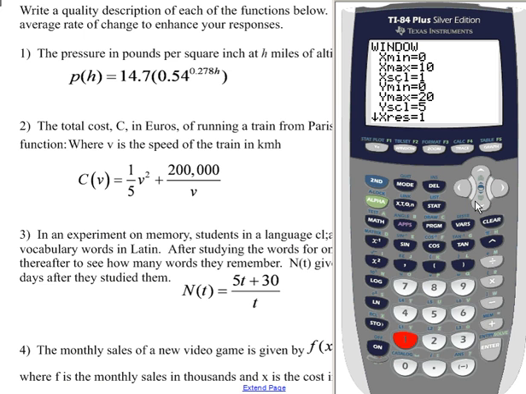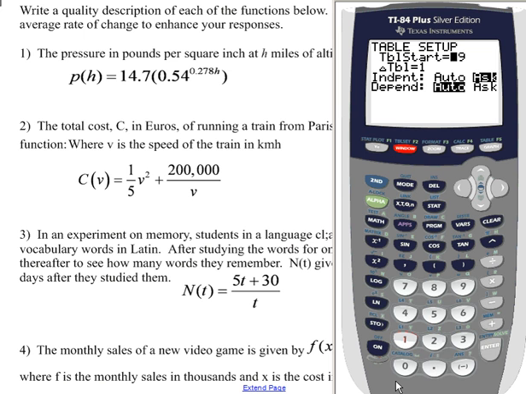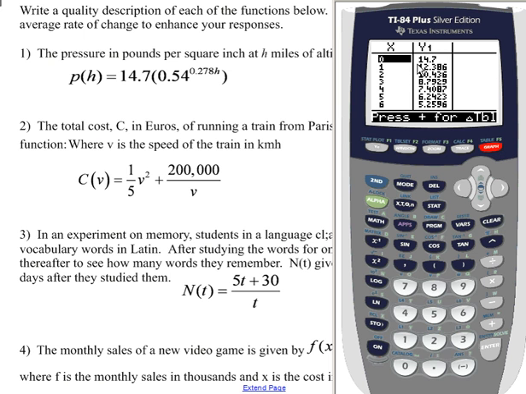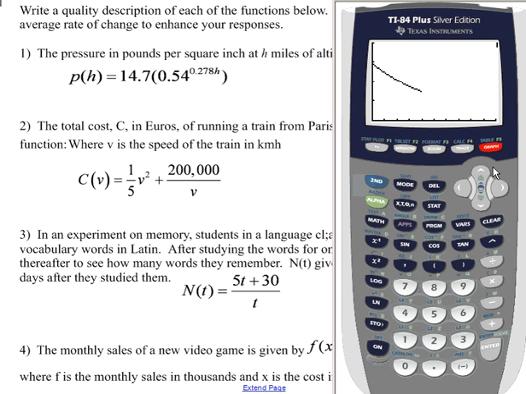Every mile I'll put a little tick mark. And then I can go to my table, start at 0, go up by 1 mile at a time, and automatically give me a list of altitudes. So I look at the table, I can see that the pressures start at 14.7 psi and they decrease from there, which is logical. We should expect atmospheric pressure to go down. So look at the graph, and it shows what I expected would happen.